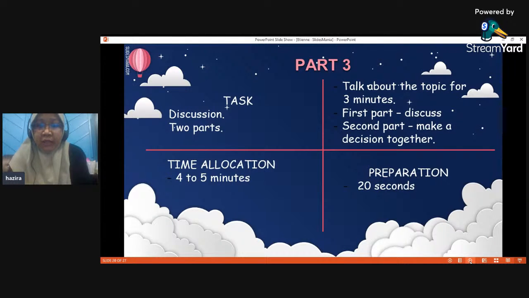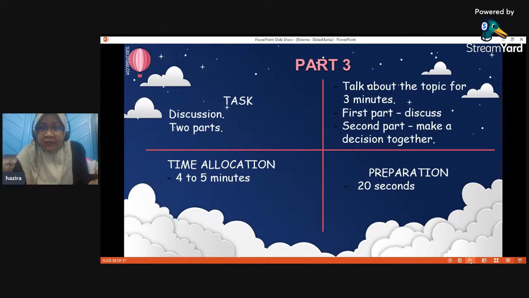So there will be two phases here in part 3. Ada dua fasa dekat sini. Alright. What is it? You have to talk about the topic for 3 minutes. Discuss with your friend about the topic for 3 minutes. That is the first phase. Okay. Fasa pertama is discussion. Discussion awak dengan kawan awak. Right, between you and your friends.